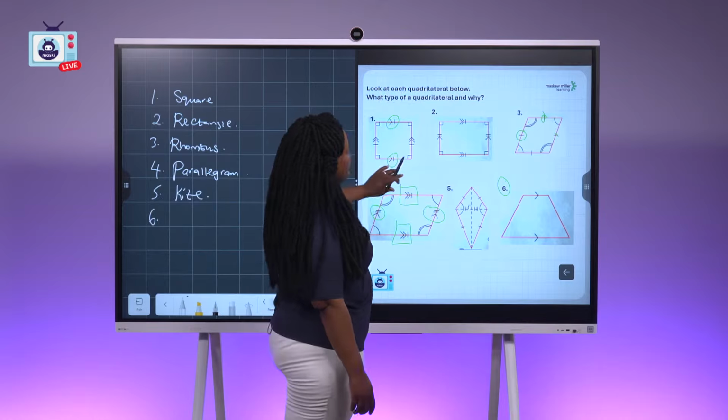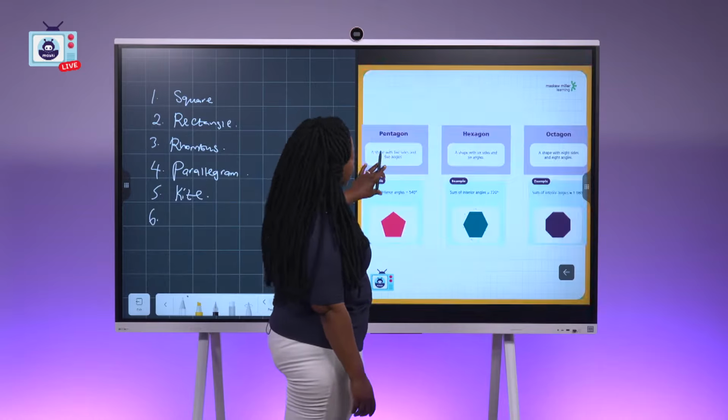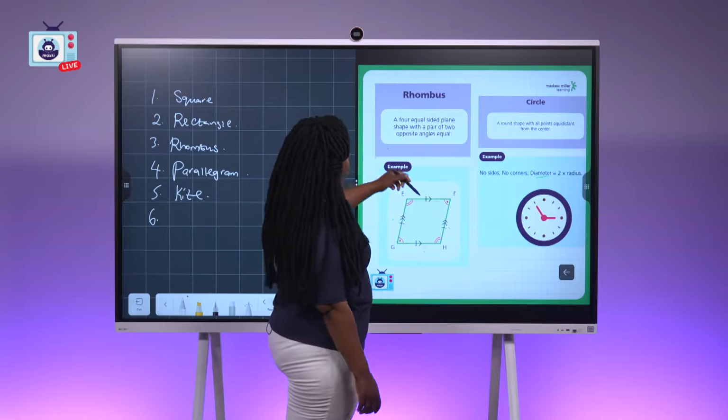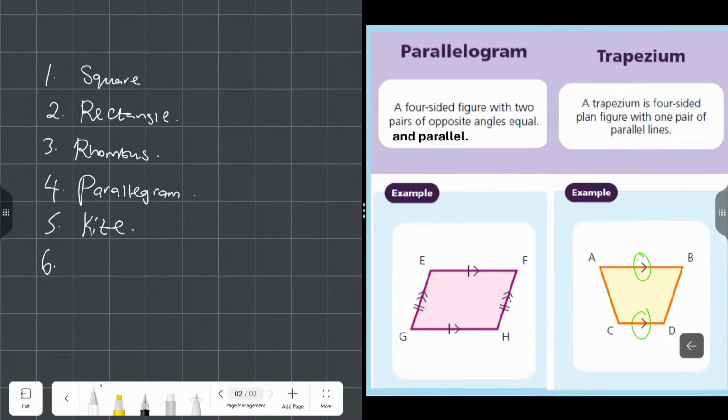So when you look at all the information that is given to us, you can see that is what the rhombus is all about. There's a description, a definition, and also a diagram of how a rhombus looks like. You can also see the parallelogram is there. You can also see the trapezium that we just saw now. So we have our trapezium, which is the last one, right?